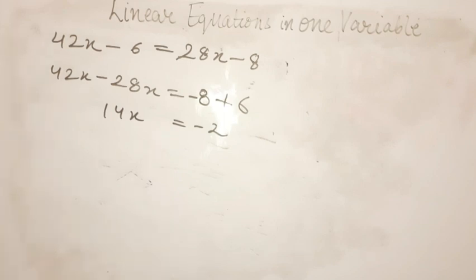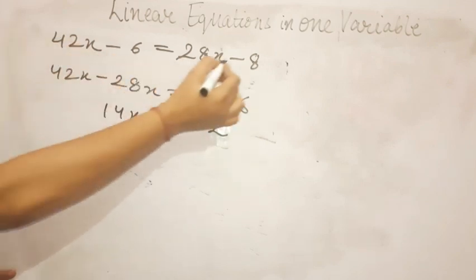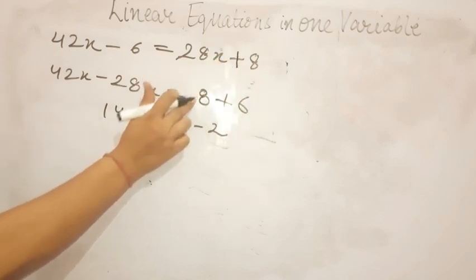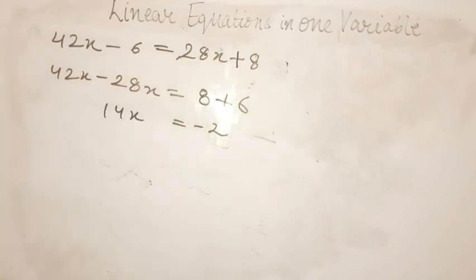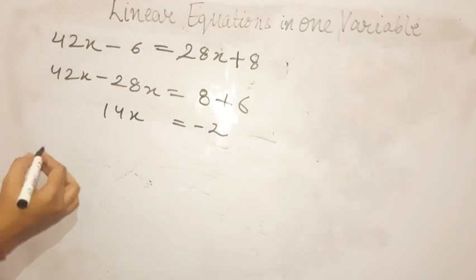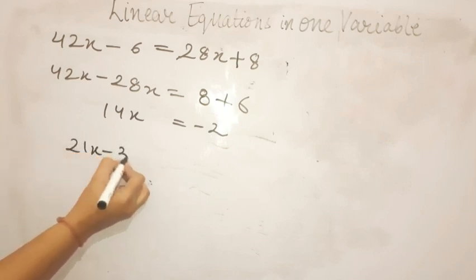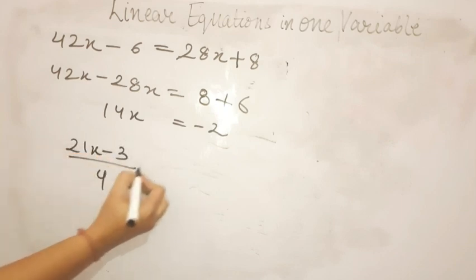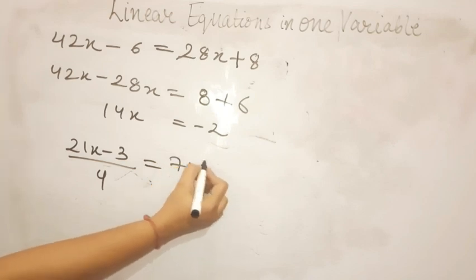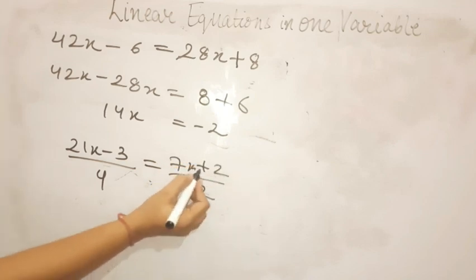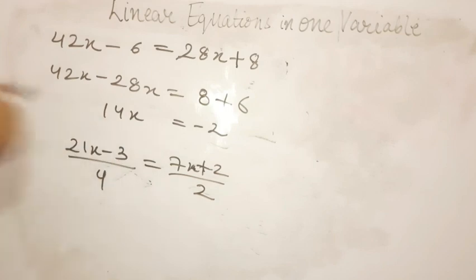yes students, here it will not be minus 8, I have done one mistake, it will be plus 8. Okay, how will it be plus 8? What we have at the end, I am writing it for you again. It was 21x minus 3 upon 4 is equals to 7x plus 2 upon 2. This was 7x plus 2, not minus 2.